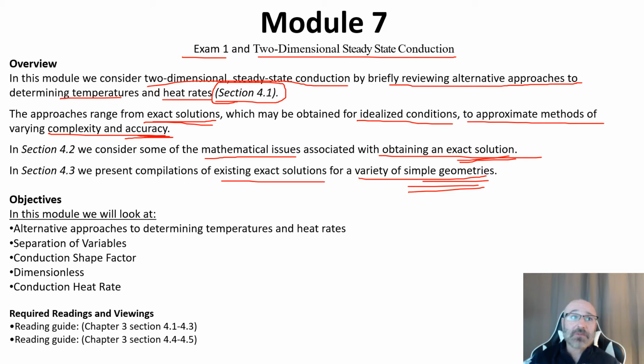So objectives within this module, we're going to take a look at alternative approaches to determining temperatures and heat rates, talk about separations of variables as we discuss math, go into some conduction shape factors, how we can calculate those, look at some dimensionless units right there, and then talk about conduction heat rate. So related to your textbook, this covers Chapter 3, sections 4 through 3, and then continue on reading for Chapter 3, sections 4.4 through 4.5 as well.